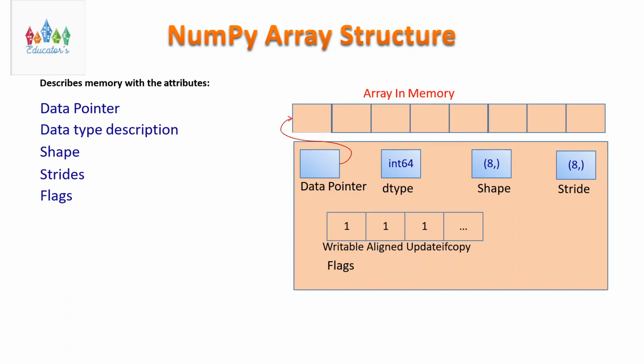Now coming to the attributes. Array in the memory. Data pointer, which is pointing to an array in the memory. dtype, it is a data type description. Coming to the shape of an array, whether it is a 2 by 2 array, a 1 comma 1 array or a 3 by 3 array, the shape attribute talks about the dimension of an array. Stride: how many bytes we need to traverse to move from one location to another in an array. Coming to the flags, the flags attribute is used to tell about the memory layout.